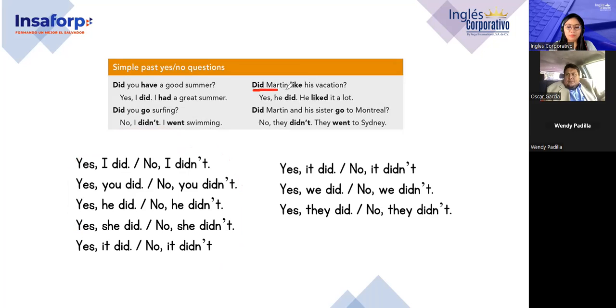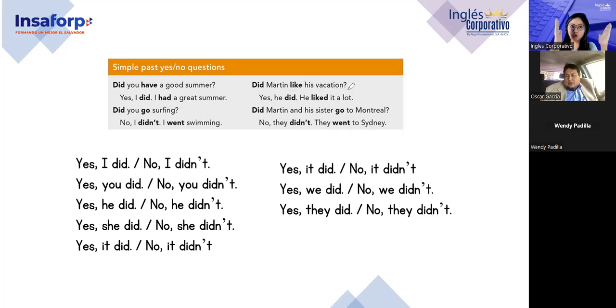Siguiente ejemplo, did Martin like his vacation? ¿Qué piensan de Martín? ¿Será que le gustó su vacación? According to that. Por ahí tengo también a Wendy. What do you think about that? ¿Será que le gustó su vacación o no? Did Martin like his vacation?